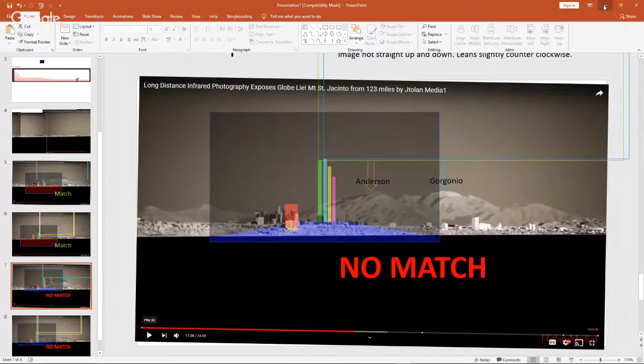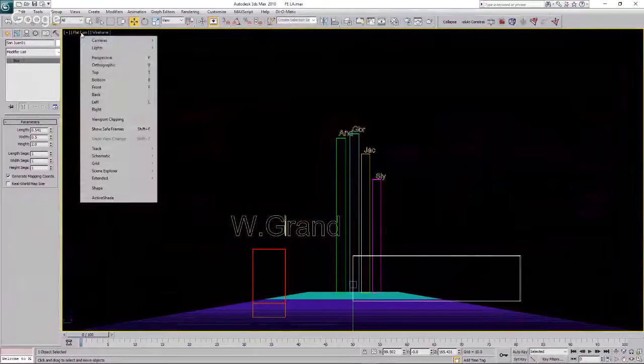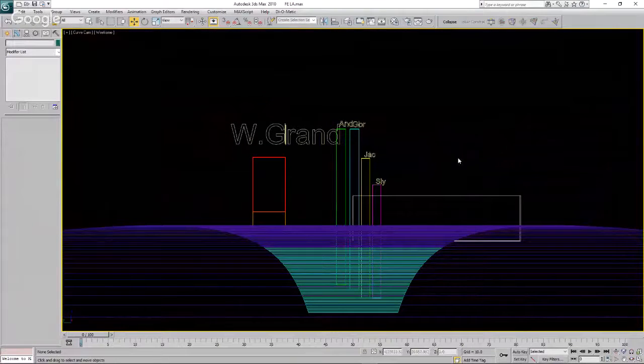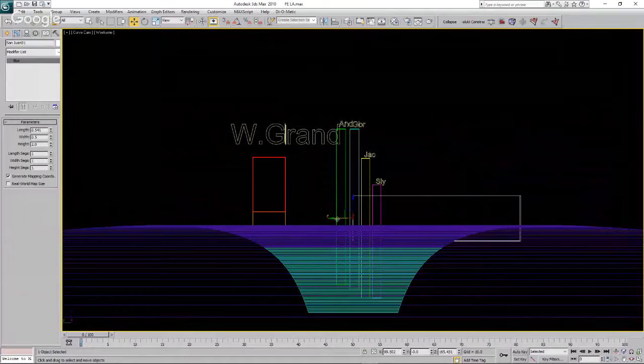And then go over to the curve cam. Look, it is not obstructing the view of any of the mountains at all. So, and that's the highest point between them. That is the highest point between these guys. So, not really much else to say there.